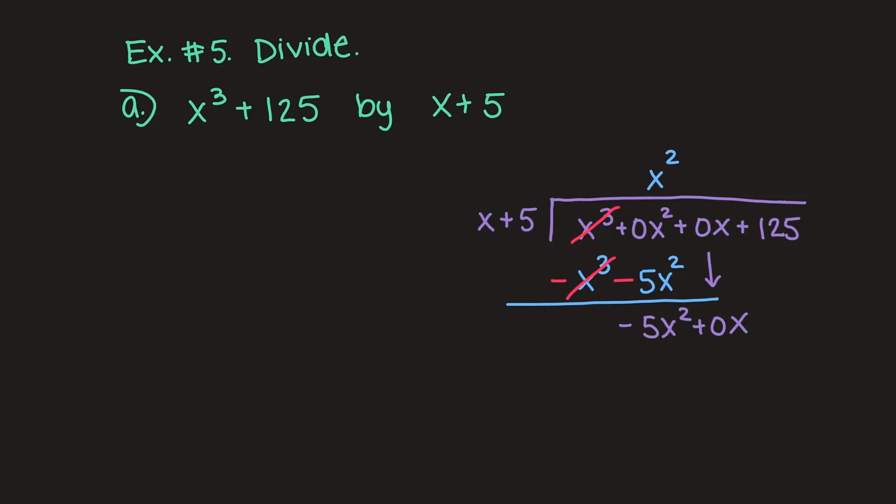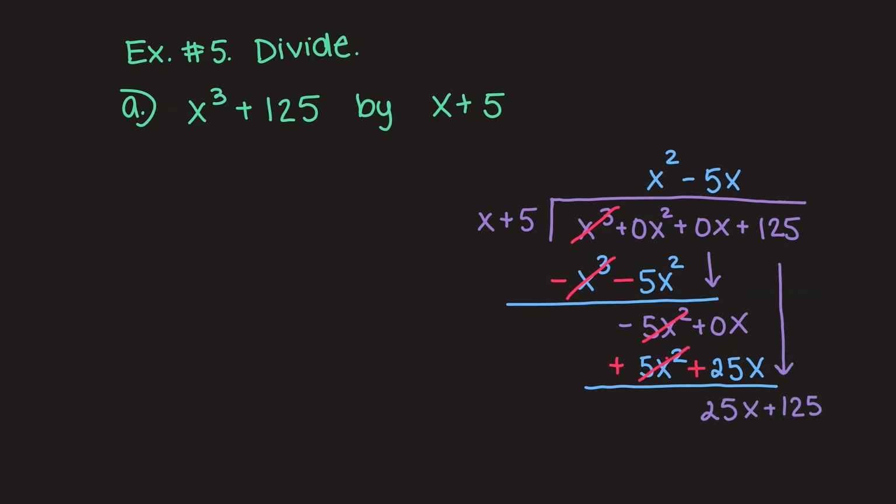We will need to multiply x by negative 5x in order to get negative 5x squared. So we place negative 5x over the 0x term, and then we multiply negative 5x times x, which is negative 5x squared, and then negative 5x times 5, which is negative 25x. Subtract and distribute the negative, and we get 25x. Bring down the plus 125 and repeat the process.